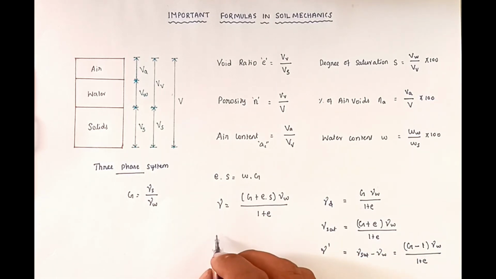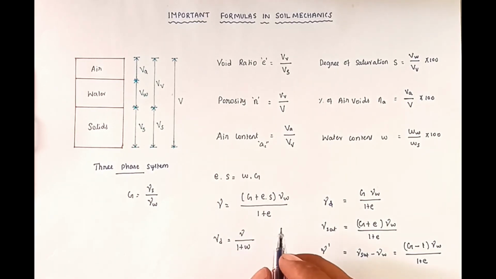Another important formula: gamma d is equal to gamma divided by 1 plus w. These are all the formulas we can use widely in soil mechanics, solving soil mechanics problems.